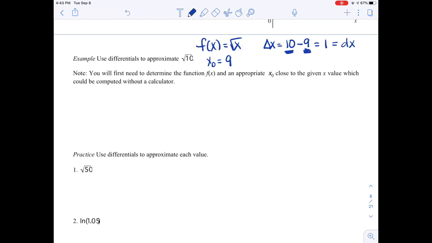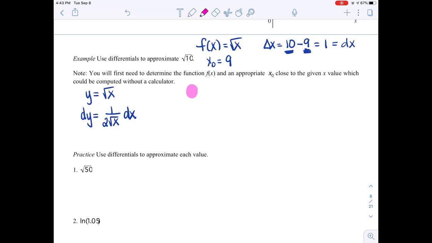All right, so now you're going to write f of x equals the square root of x in differential form. Okay, so I'm starting with y equals the square root of x. When I take the derivative of that, dy equals 1 over 2 radical x dx. That's my differential form that I'm going to plug in to approximate the change in y.